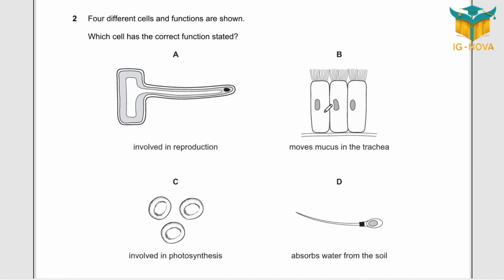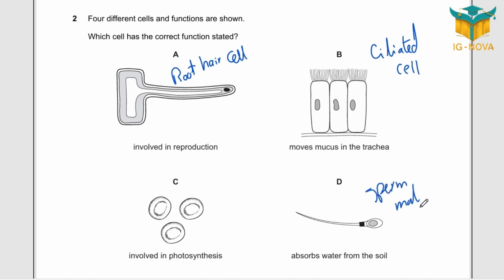Whenever you have any drawing like this for biology, you have to label the structure. This one is a root hair cell. This one is a ciliated cell. D is sperm or male gamete. And C is RBC, red blood cell.